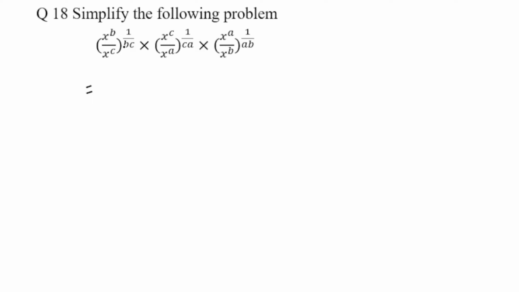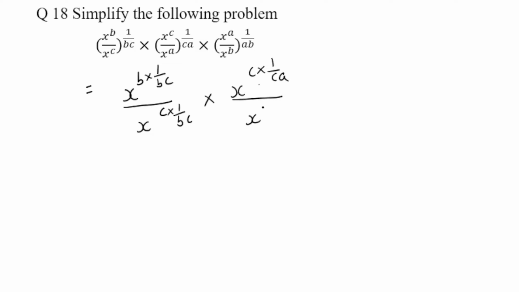We have to assign the exponent separately and use the power of exponent property. That means the power is multiplied. X to the power b multiply 1 by bc. X to the power c multiply 1 by bc. Similarly, x to the power c multiply 1 by ca. X to the power a multiply 1 by ca. Multiply x to the power a multiply 1 by ab. X to the power b multiply 1 by ab.